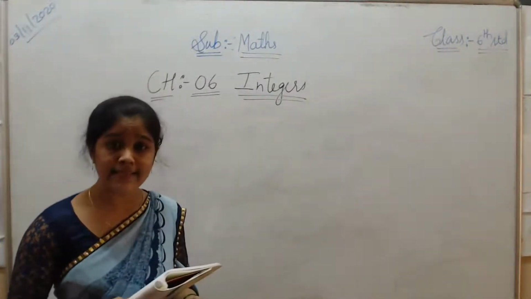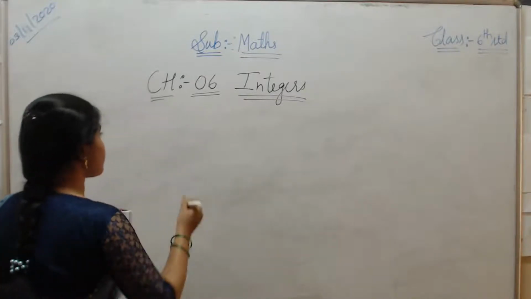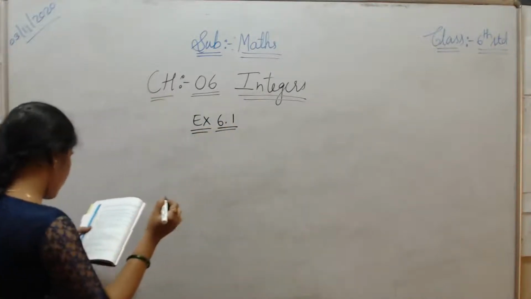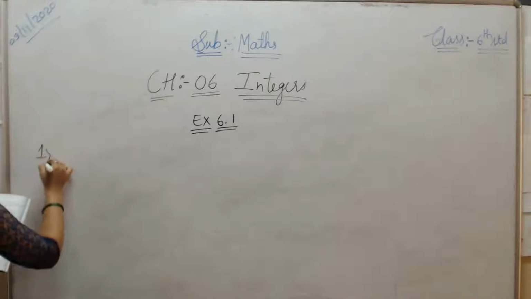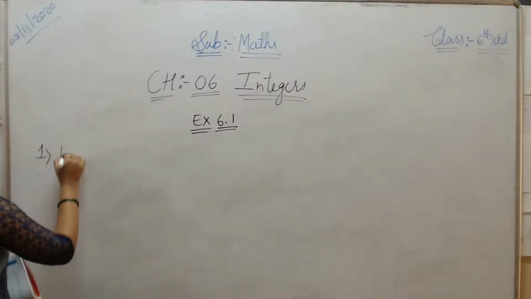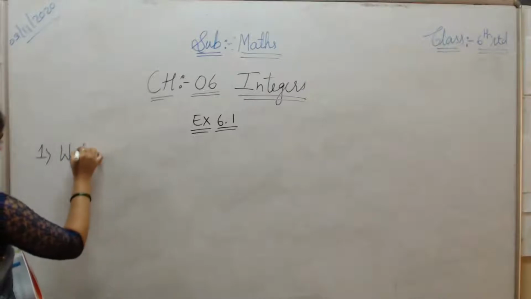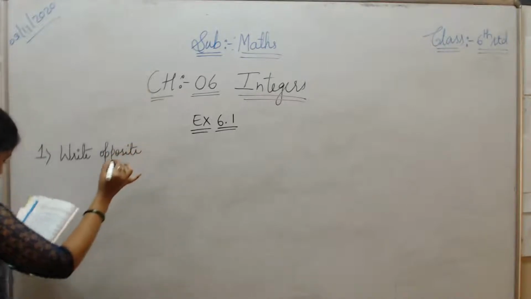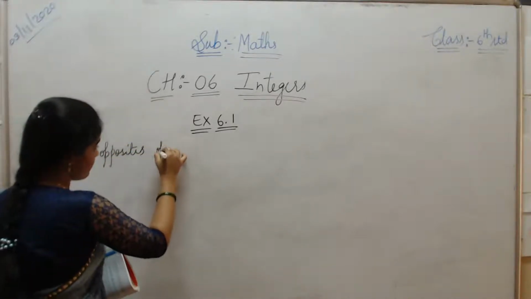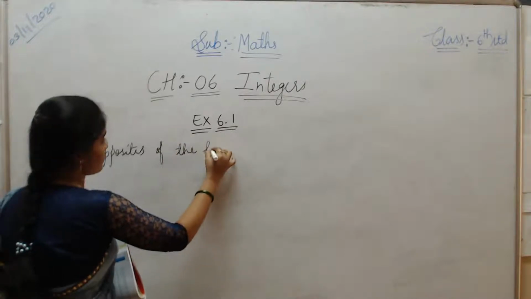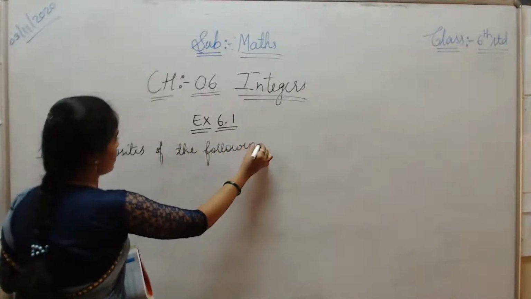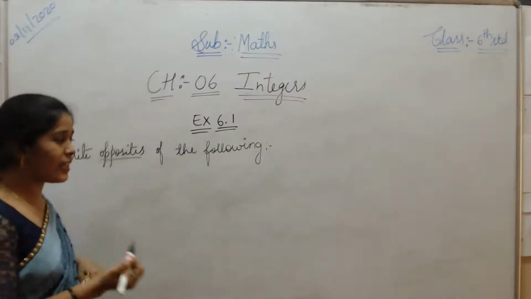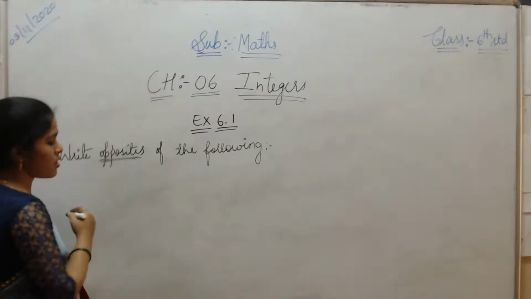We'll see first Exercise 6.1. First question: write the opposites of the following. We know opposite words; we have already learned in the English subject what opposite words are.